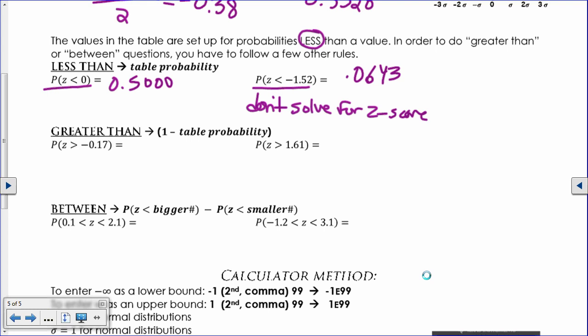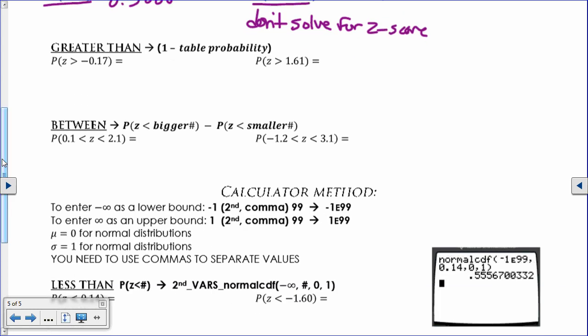Okay. So less than is pretty straightforward. You just have the z-score, or you solve for it. If they don't give you the z-score, look at the chart, write it down. The difference between that and this one is that when you find the number from the chart, you have to do 1 minus that. So again, did they give me the data point or the z-score? The z-score. So do I have to solve for the z-score? No, you go straight to the chart.